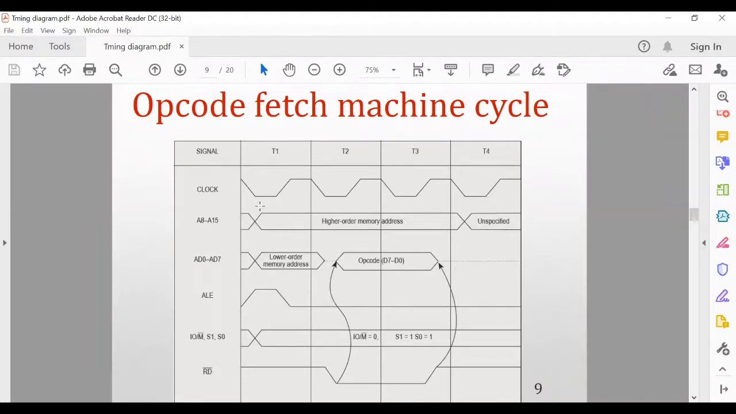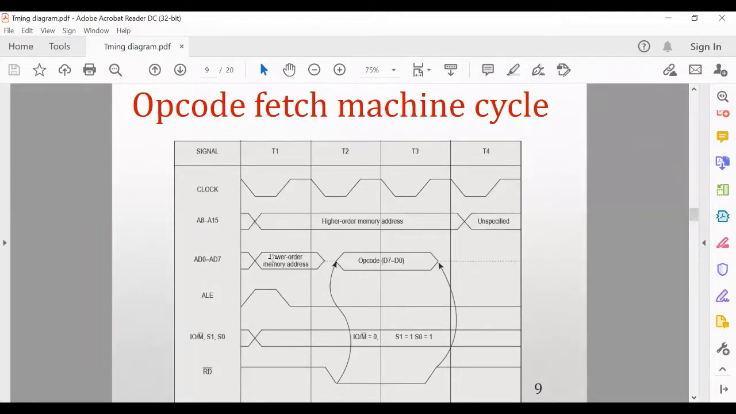So that's why initially, at T1, T2, T3, at the T1 state, the content of the program counter... So who gives this memory address? Program counter. The program counter will give the memory address from where the next instruction will be fetched. So the content of the program counter is placed on the address bus. This is the lower order address bus. This is the higher order address bus.